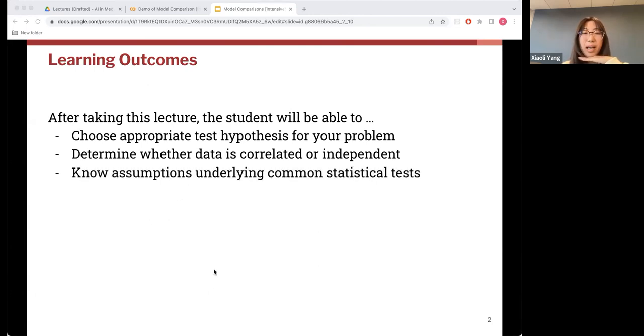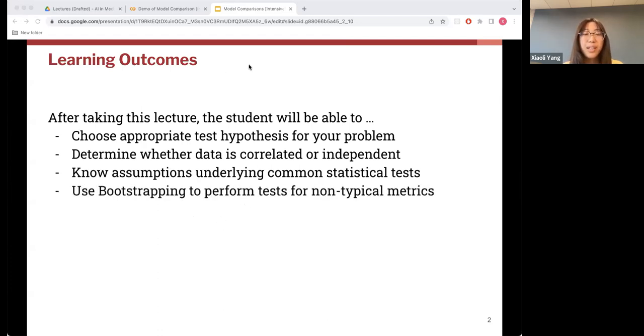And thirdly, I'm going to introduce you to some assumptions underlying some common statistical tests we often use. Sometimes people will overlook some important assumptions and use statistical tests freely on their data, but this will lead to invalid results, and we do not want that to happen in our publications.